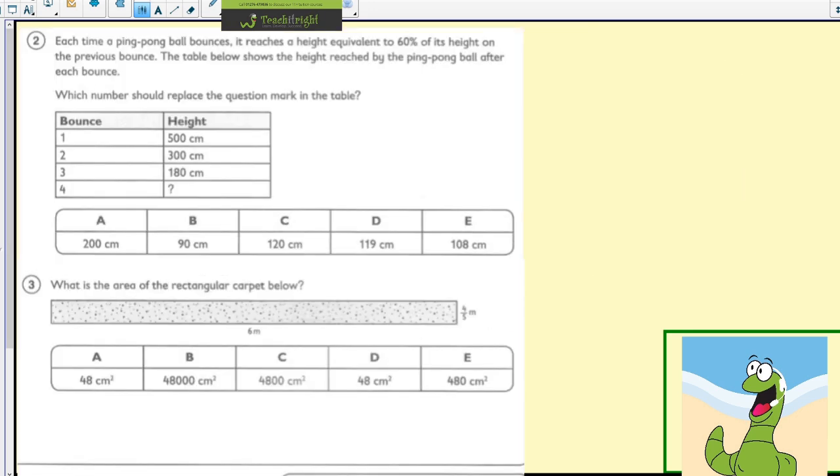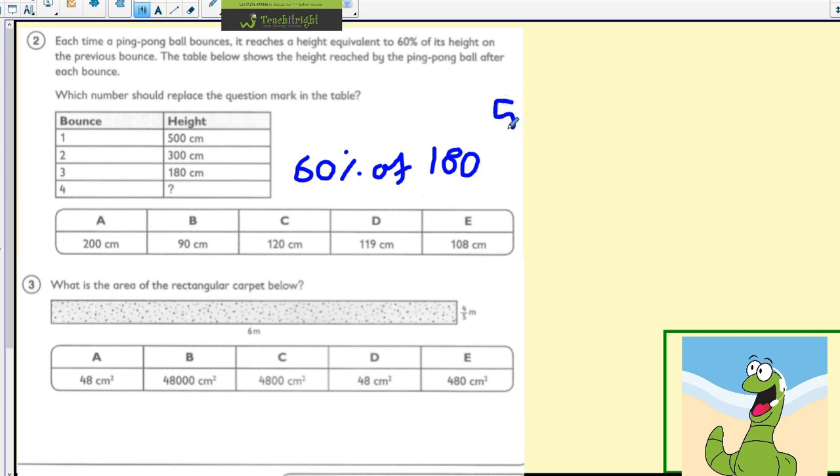Right, next page. Let's have a read. Each time a ping pong ball bounces, it reaches a height equivalent to 60% of its height on the last bounce. So we're doing 60% each time. The table below shows the height reached by the ball after each bounce. What number should replace the question mark? So in each one, we're losing 60%. So I want to know what is 60% of 180.